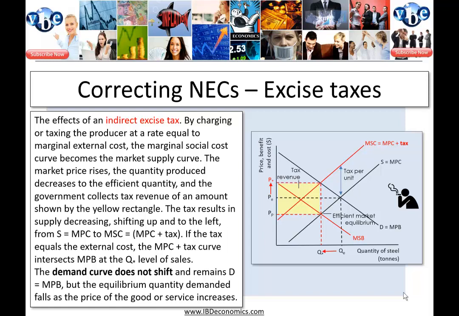So the tax results in supply decreasing, shifting up and to the left from supply equals MPC to supply equals MSC. If the tax equals the external cost, the MPC plus the tax curve intersects with the marginal private benefit at the optimal, allocatively efficient Q star level of sales. Demand curve doesn't shift. It remains at D equals marginal private benefit, but the equilibrium quantity demanded falls as the price of the good or service increases.